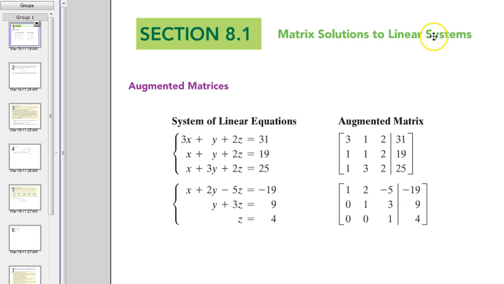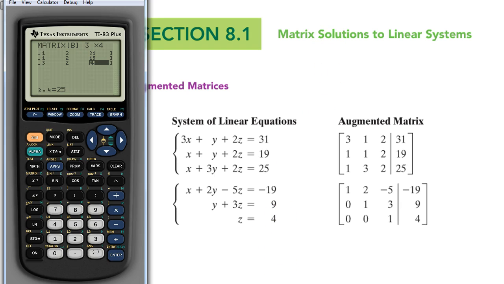And in 8.1 we are doing solving systems of linear equations with a matrix, but instead of just doing it on your calculator like we did before, plugging the systems into a matrix on the calculator, we're actually going to create them and solve them by hand. So you can actually see what's going on behind the scenes with your calculator.